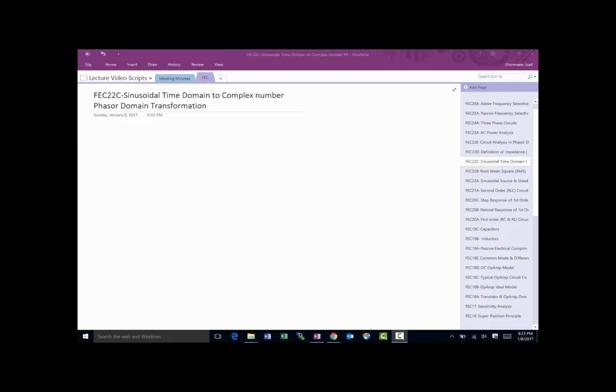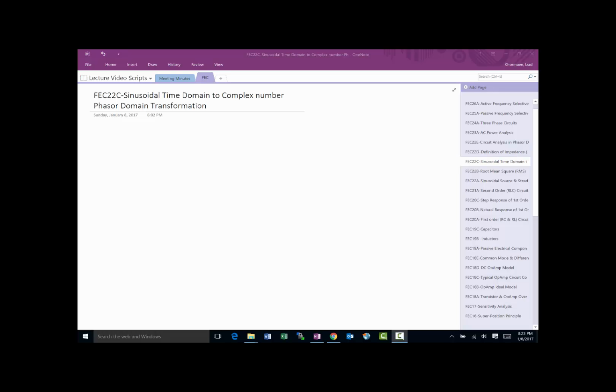This time we're going to try to cover transformations. Transformations are a major part of engineering, especially electrical engineering, because sometimes if we change the domain or the process we're using to solve a problem, we can solve the problem a lot easier. And this is the case here.